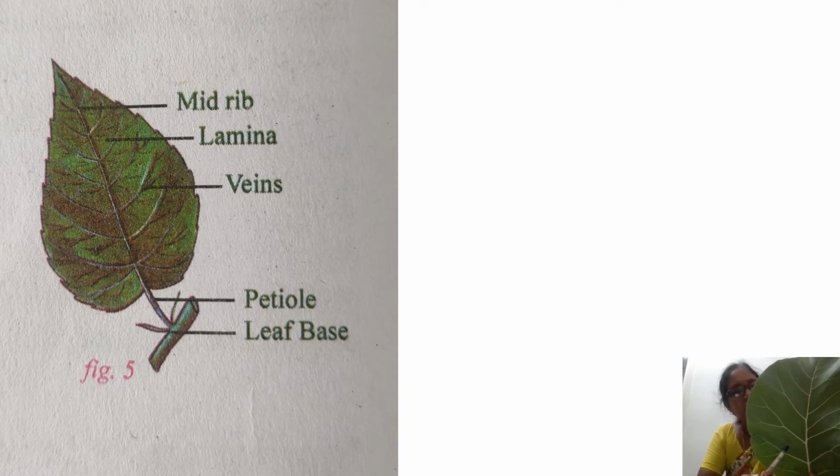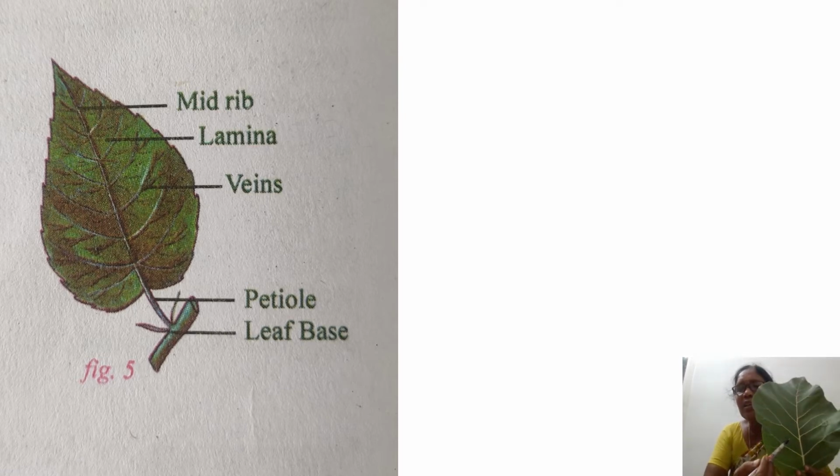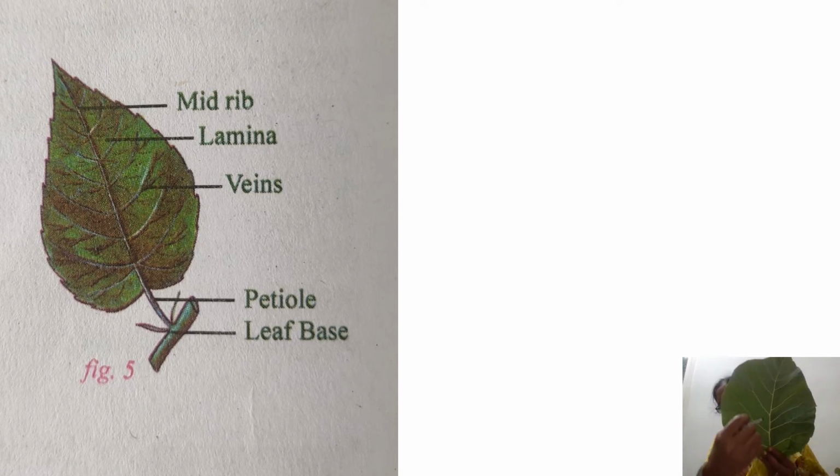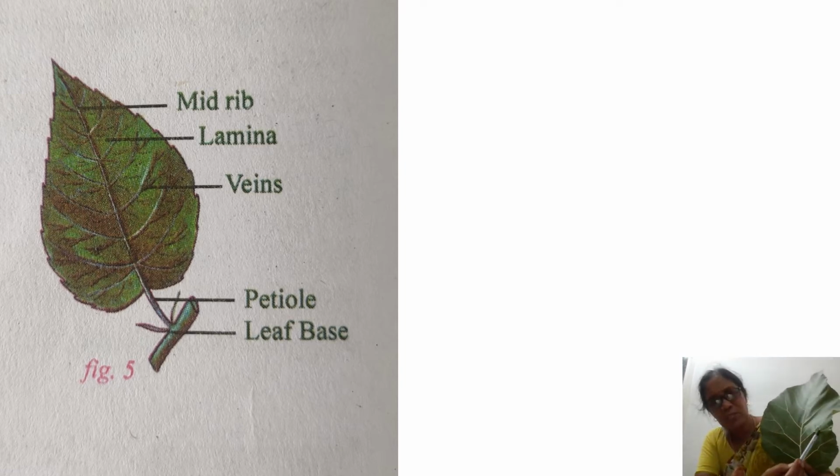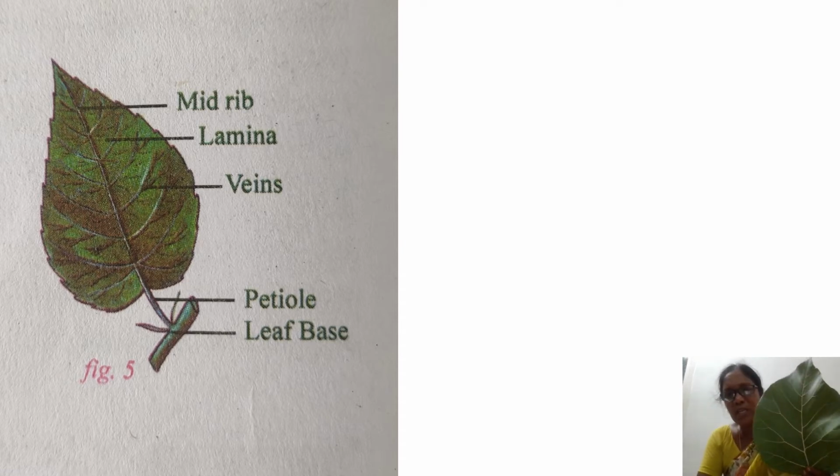See, still smaller veins are there. They are tangled, aren't they? They are net-like. They are reticulate. Their veins are reticulately arranged. So such venation is called reticulate venation. This is the main rib, the midrib. This is the midvein. Midvein or midrib, we say. These are the lateral veins. These veins are arranged reticulately.